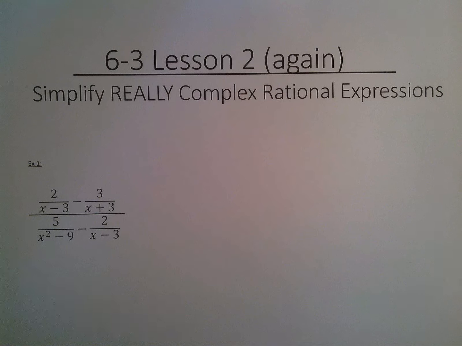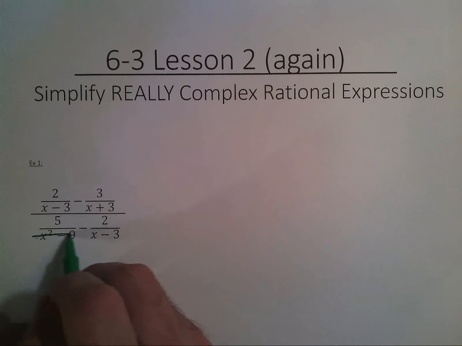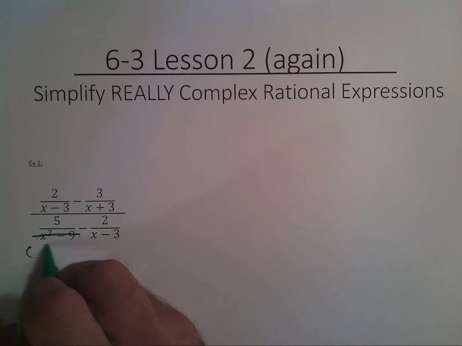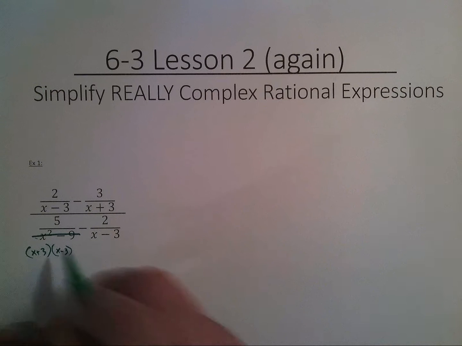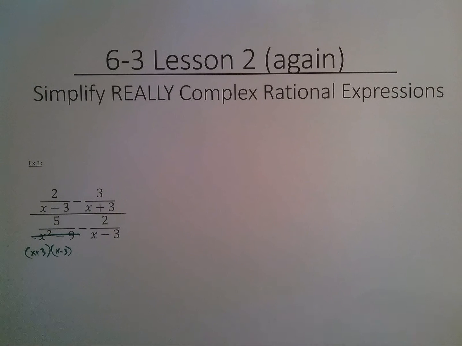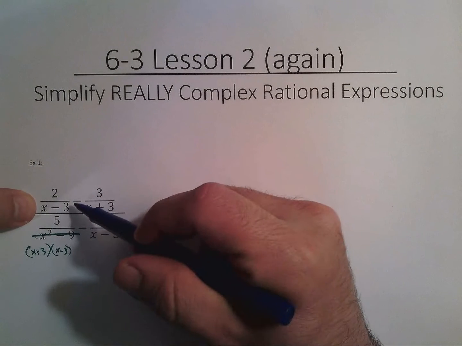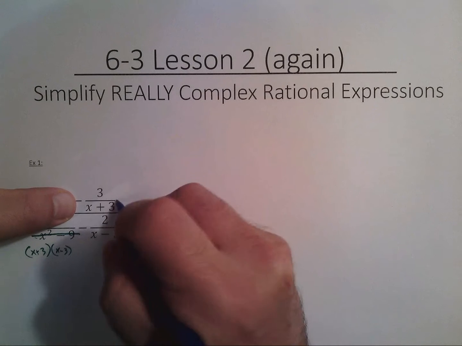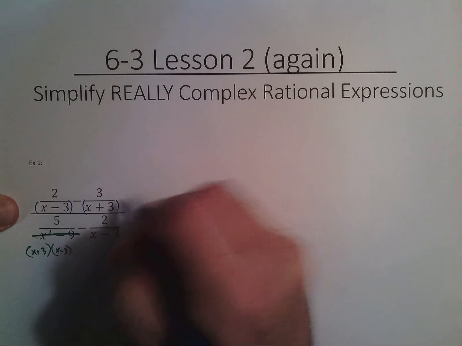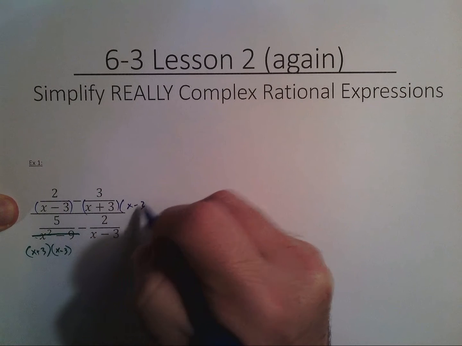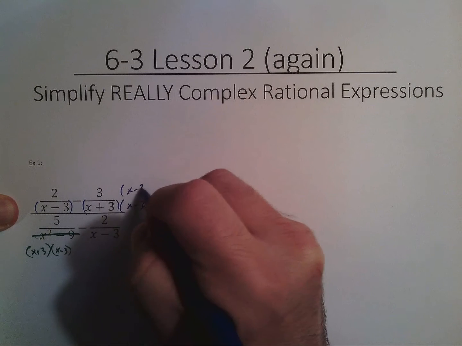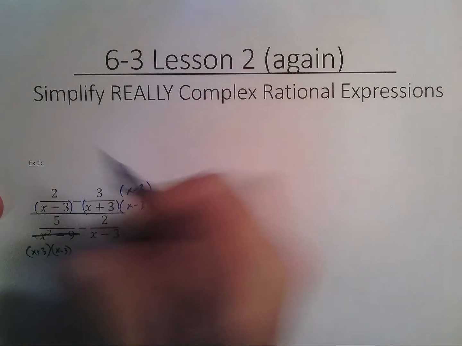So we have 5 over x squared minus 9, which we might be able to recognize, we might not, as x plus 3, x minus 3. Alright, so now I need to give common denominators. So you'll notice on the top I have x minus 3 on the bottom and x plus 3 on the bottom. Remember that there's implied parentheses. Each of them is missing the other one, and what you do to the bottom, you also do to the top.